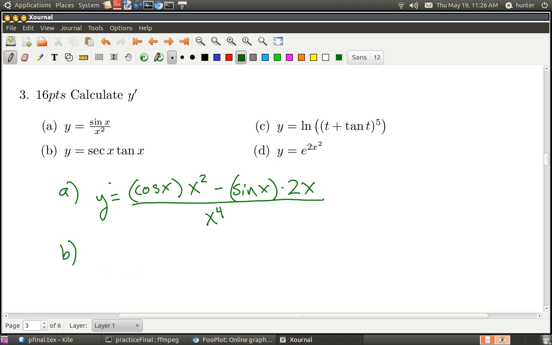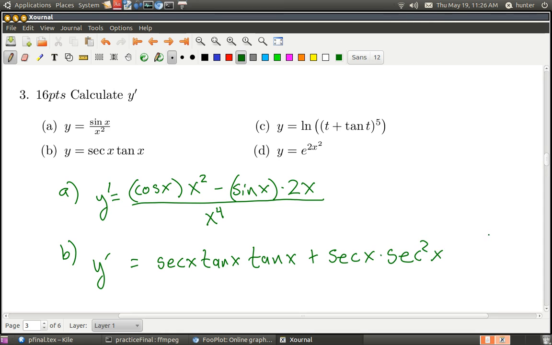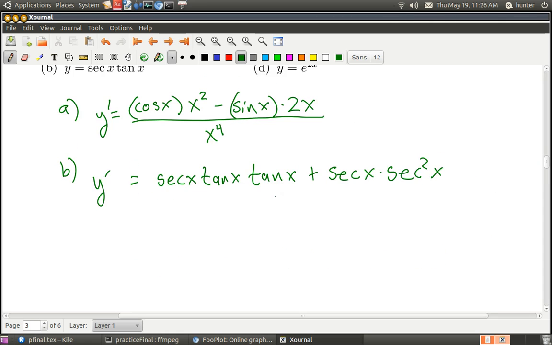And what about B? So we've got to use the product rule this time, right? So I take the derivative of secant x, and the derivative of secant x is sec x tan x, and I've still got this tan x loitering around. And now I do plus, now secant stays the same, and I take the derivative of tangent, which is secant squared x. Okay, and you don't have to clean it up, but I'm going to clean this up.